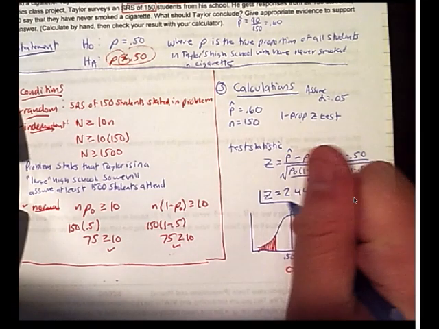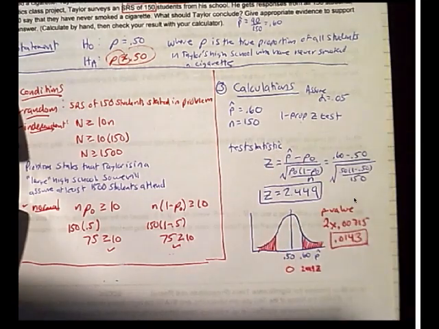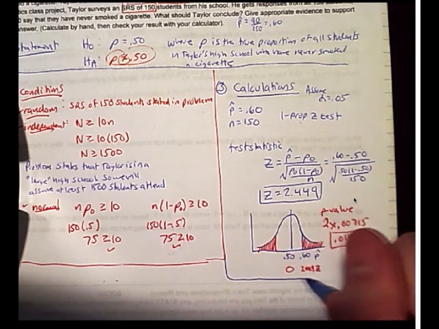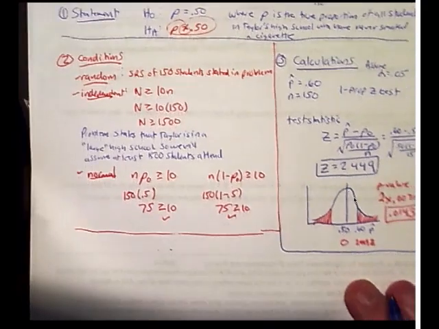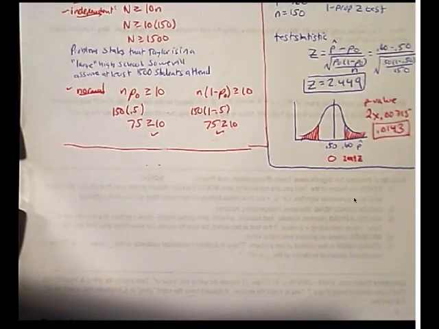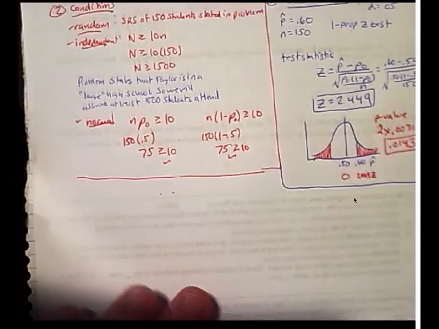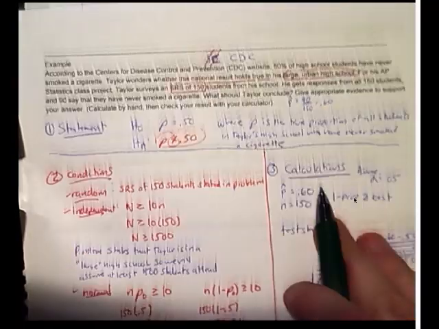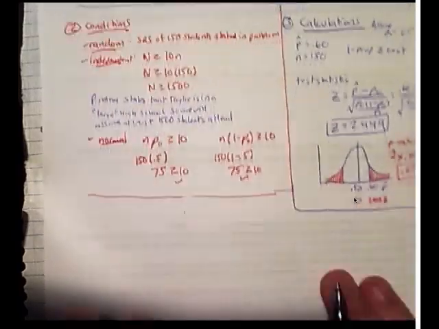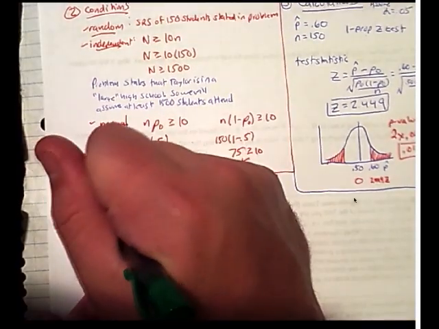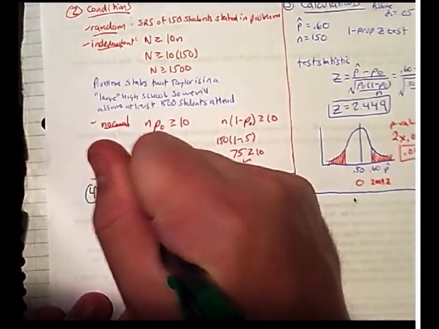Okay, that's the test statistic. That's what they want to see under your calculations. Now, we've done calculations. Now we have to make a decision. So step 4 is going to be my decision.